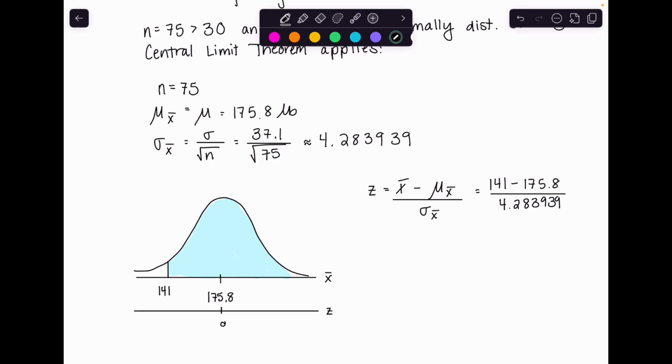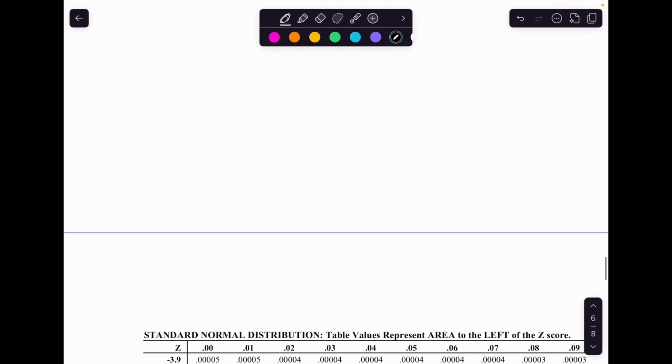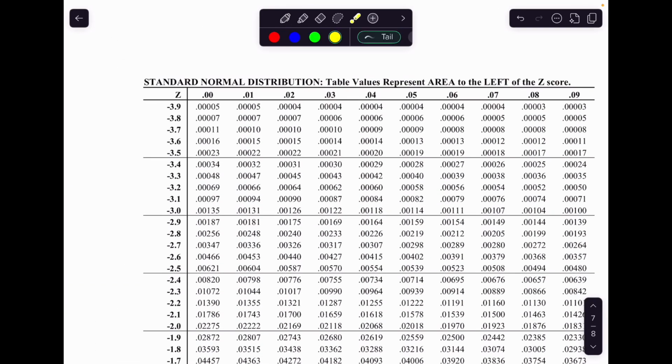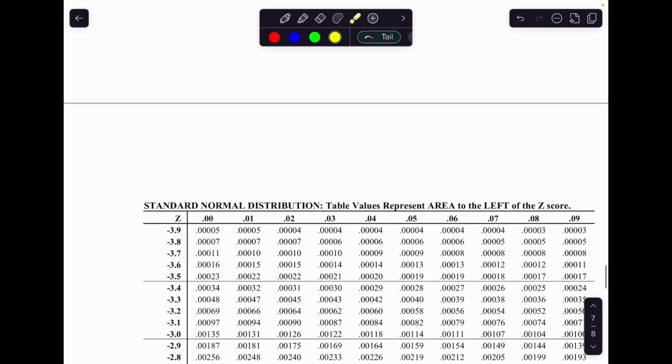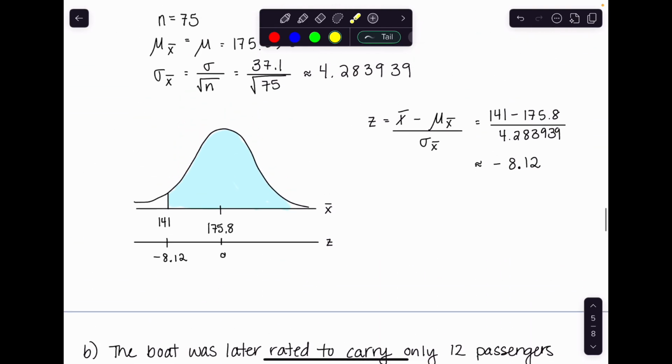But now when I actually get my z-score, I only have to go to 2 decimal places. So this is negative 8.12. So it is 8 standard deviations to the left of the mean. And now if I go to my z-table, realistically, the smallest z value I have is negative 3.0 because everything after that is 0.0000. So it is so microscopic, that area underneath.